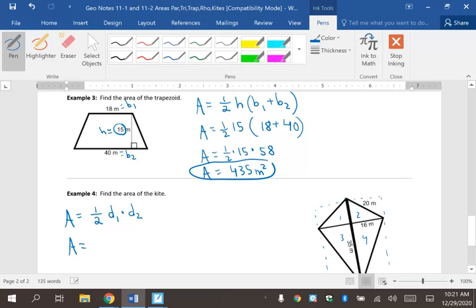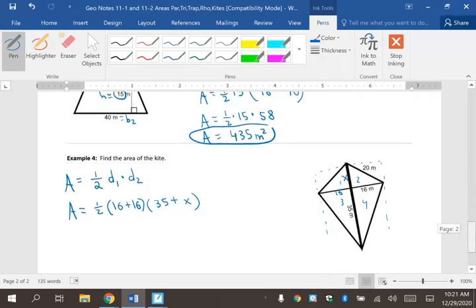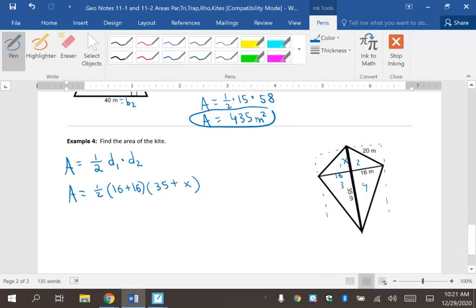So one of the diagonals is going to be 16 plus 16. And the other diagonal, we had to figure out. One piece is 35, but I need to find the other unknown. Let's just call it x. Now, if you remember in chapter 6 on quadrilaterals, the diagonals of a kite are perpendicular. Very important concept to either remember, just understand. It does make sense. And so we have this right triangle right here.